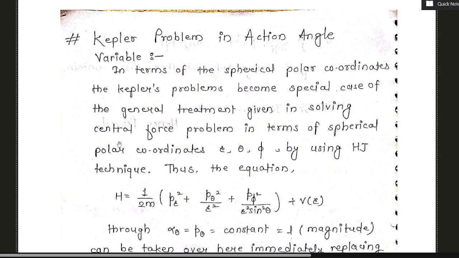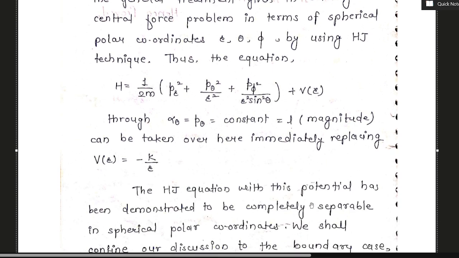The central force problem in terms of the spherical polar coordinates r, theta and phi by using the Hamilton-Jacobi equation. Thus the equation is this: the Hamiltonian H equals 1 by twice m in brackets pr square plus p theta square upon r square plus p phi square upon r square sin square theta, bracket complete, plus V of r.